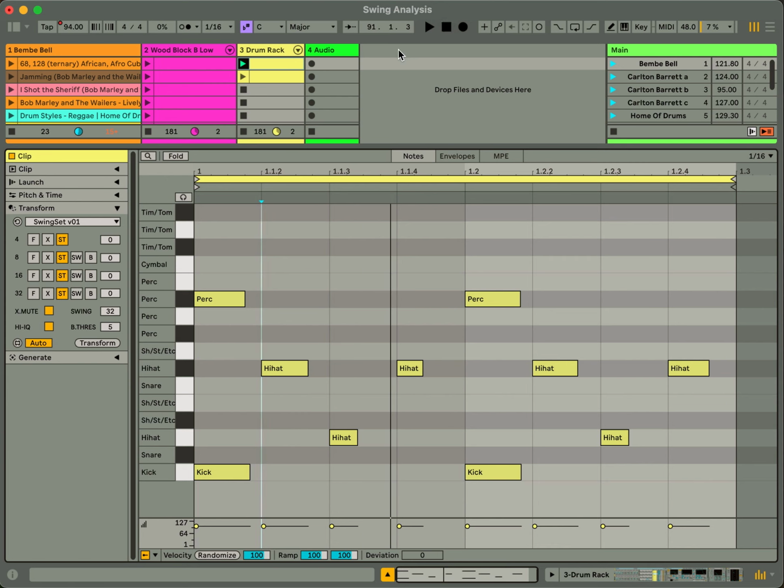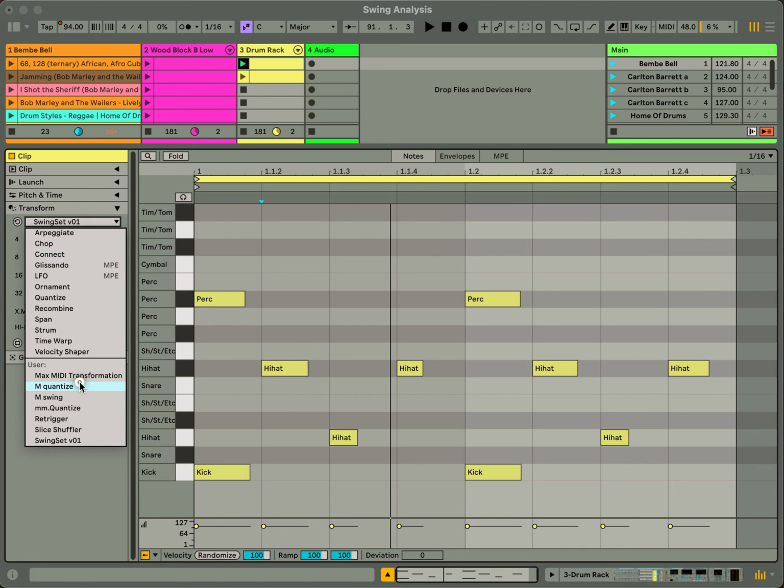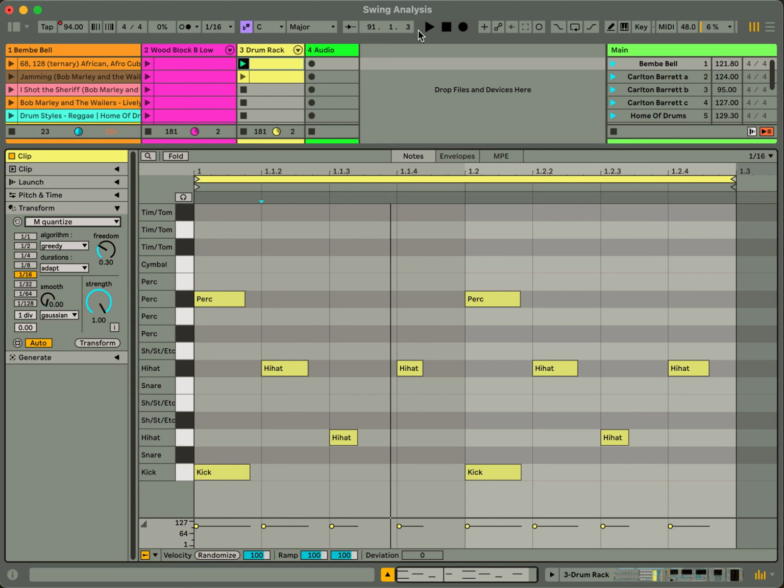Now we're going to look at how Swingset compares to other established swing quantizing systems. The first one we're going to look at is called M-Quantize. So we're starting again with our straight beat. Start with the eighths. I know I need to put the durations on keep because I don't want to change the note lengths.